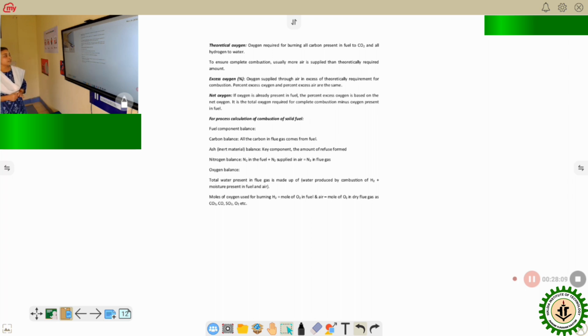Total water present in the flue gas is made up of water produced by combustion of hydrogen plus moisture present in the fuel and supplied air. So moles of oxygen used for burning of hydrogen will be equal to moles of oxygen in the fuel and air minus moles of oxygen in the dry flue gas as carbon dioxide, carbon monoxide, sulfur dioxide and free oxygen, etc.